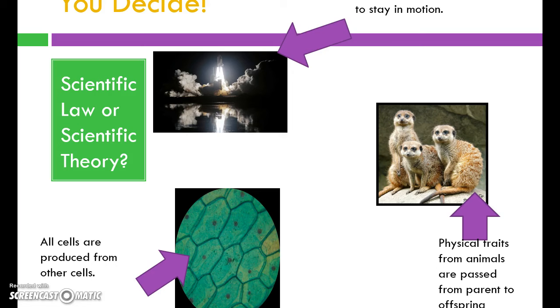The one on the bottom left: all cells are produced from other cells. Where do cells come from? They come from other cells. It's an explanation. That is cell theory.